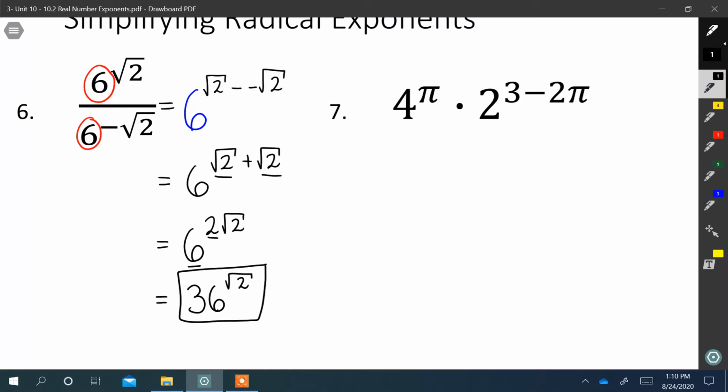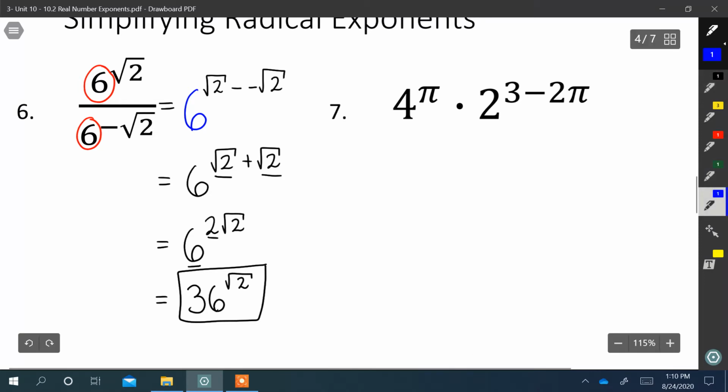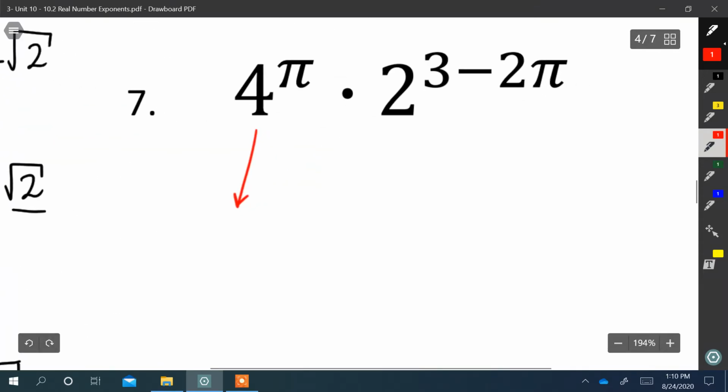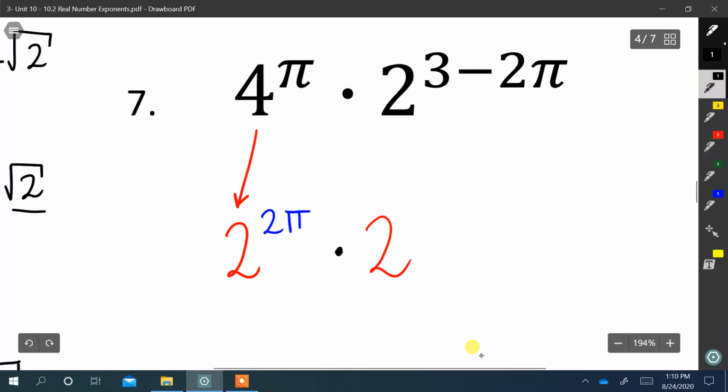Let's go ahead and do number 7. I always need to have the same base. We cannot add this plus this at this point, but if I have the same base, then I will be able to add them. So this 4 I could rewrite as 2 to the second pi, times, and then we have the same base 2 there, 3 minus 2 pi.